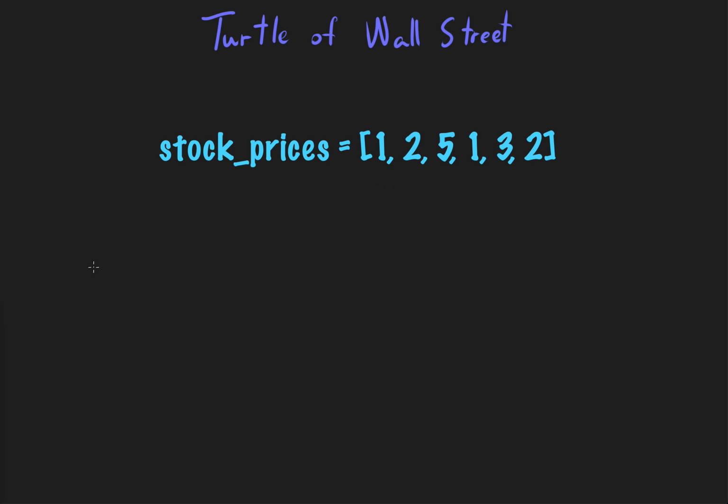Okay, in this video, we're going to take a look at a cool little exercise called Turtle of Wall Street. What we're given is an array or a list of stock prices. So basically it's an array of numbers. And what we need to build is a function that accepts this array and returns the best profit, right?